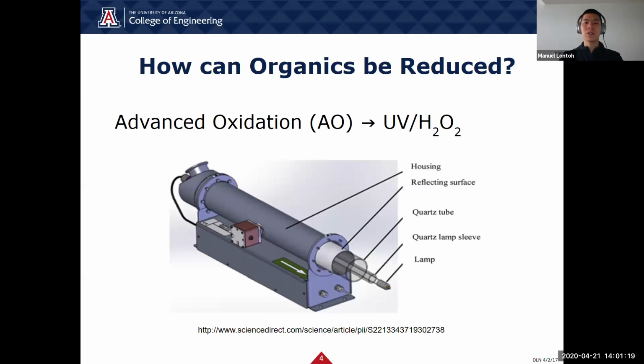So how can trace organics be reduced? Basically, we are using an advanced oxidation process, utilizing UV and hydrogen peroxide. In the picture below, we can see our apparatus. Basically, in the middle we have a lamp, and the water runs through it with the reaction happening with the hydrogen peroxide.